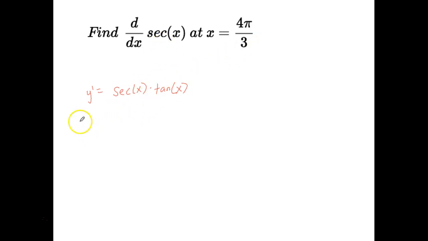Now I got to plug in 4 pi over 3. So y prime of 4 pi over 3 equals secant of 4 pi over 3 times tangent of 4 pi over 3. Okay, well, we're going to do these one by one. And you know what? I will do it underneath it. So forget about that equal sign I put there. Okay, remember if you see secant, you put 2 over square root. If you see tangent, put square root over square root.